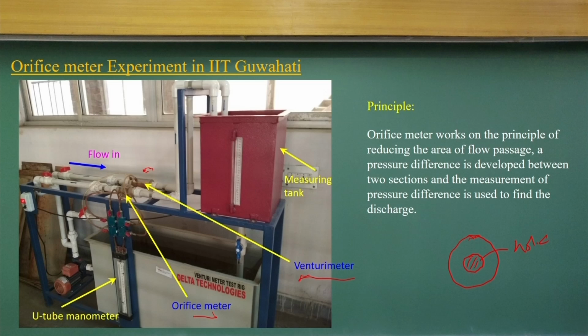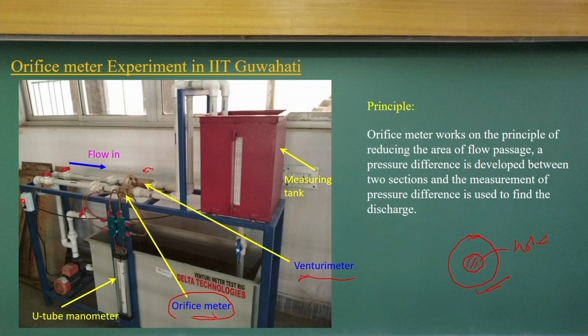In case of the Venturi meters, you have a divergent zone and a converging zone, but in case of orifice, we do not have a divergent converging zone, only a reduction of the flow area. That is what the orifice meter is. That means you have a simple plate with a hole of a particular constant diameter, and that is fixed here.